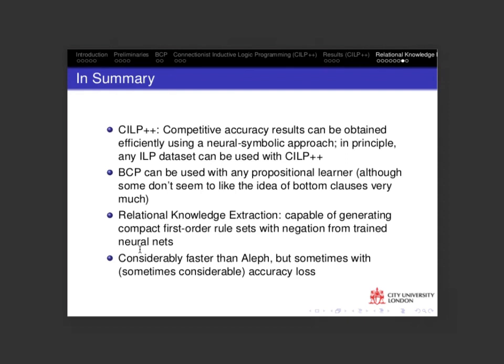So some people don't like very much the idea of using sets of bottom clauses, but that seems to be appropriate in the context of training with neural nets. It's possible to extract relational knowledge from trained networks as long as those relations are predefined. There is still a lot of work on extracting relational descriptions from trained neural networks that are simply given. So that is a large area for research. And as I said, it can be faster, so it makes sense, I think, to consider the use of neural nets.